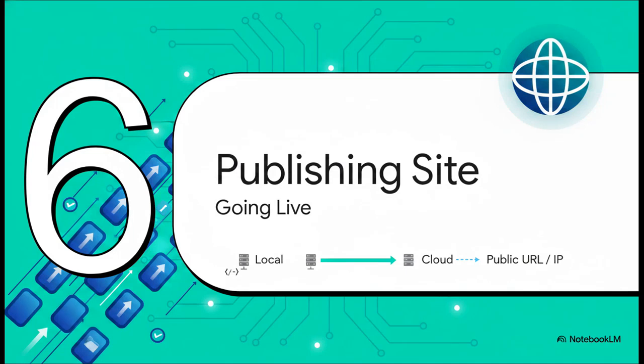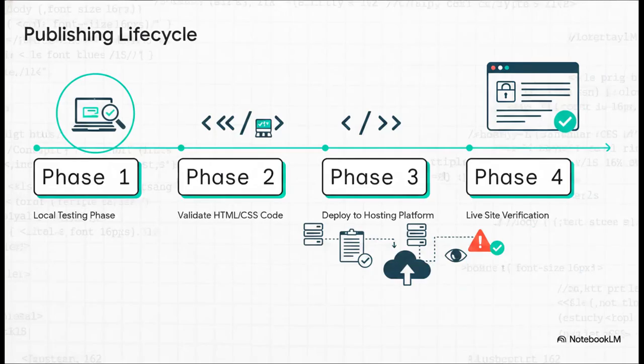And finally, part 6, publishing the final site. All right, it's time to move our rigorously tested files off of our local computer and into a live hosting environment so the whole world can see them. Let's look at how this builds into a complete publishing lifecycle. So you finish your local testing. Great. Then you use validation tools to check your HTML and CSS for any lingering coding errors. Next, you deploy, which basically just means you move your files over to a hosting platform.